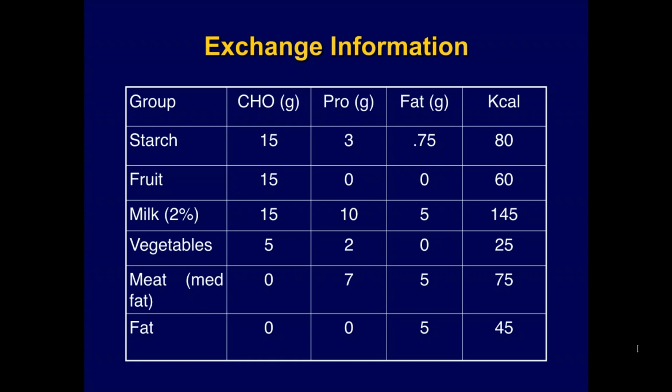As you can see, the starch gives you the most carbs, along with the fruit and the milk. Some vegetables have 5 grams, but if you're doing the starchy vegetables like corn, peas, potatoes, pumpkin, you probably get the 15 grams. And the meats and fats don't have any. So this is a good, neat little exchange information that you can have and also give to the patients.